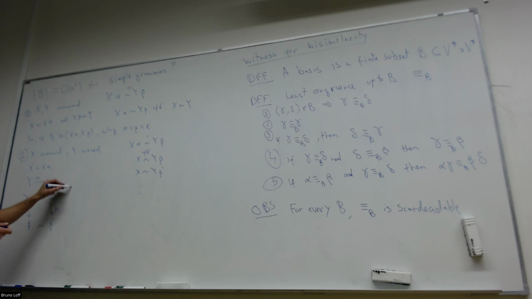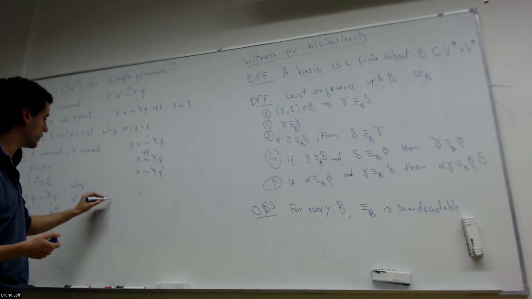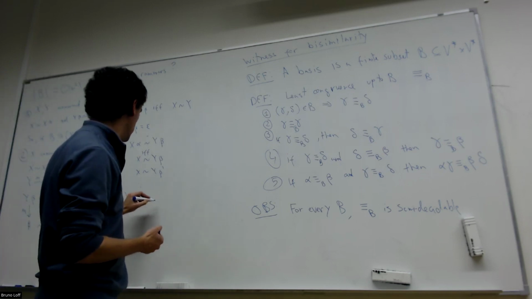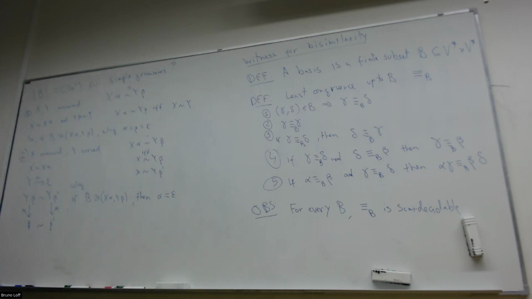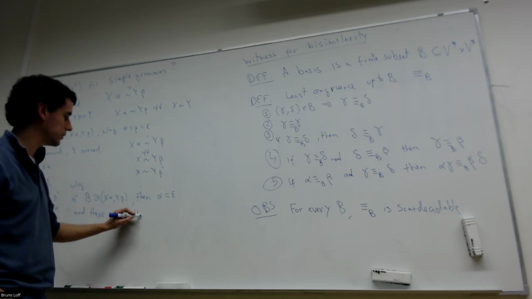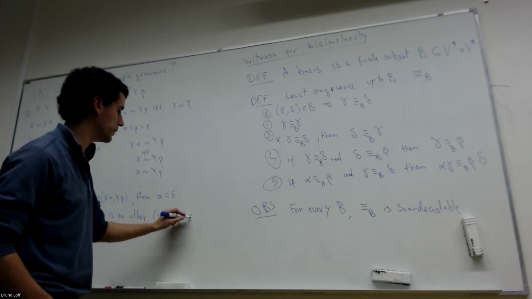So this means that without loss of generality, let's say, if the basis B contains some pair X alpha, Y beta, then alpha equals the empty word, and there is no other pair, there is no other X alpha, Y beta prime in B.